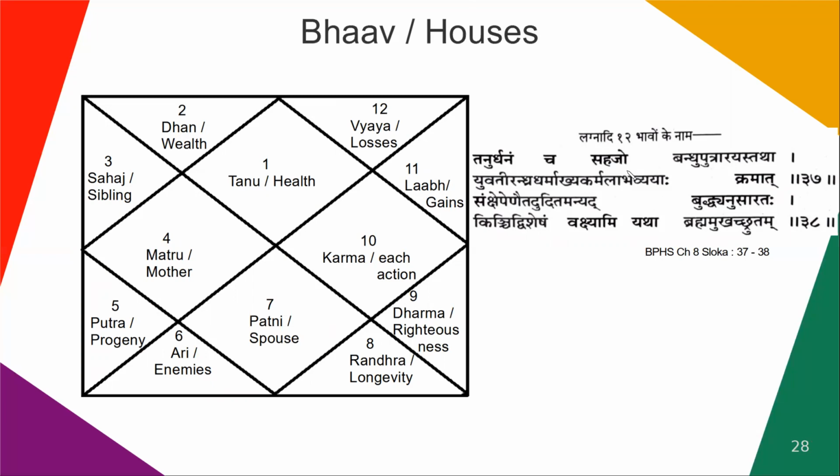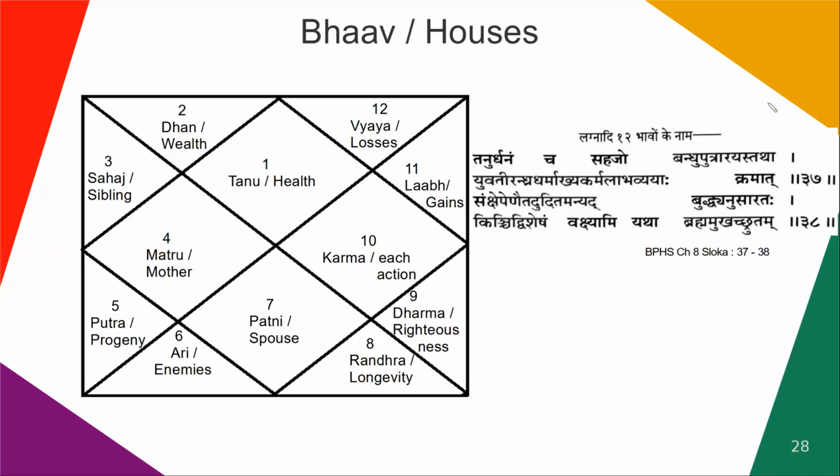Tanurdhanam cha sahajo bandhuputraraya statha yuvatirandra dharmakhya karmalabha vyayaha kramat. So, Tanu is the health or self, Dhana is the wealth, Sahaja is sibling, Bandhu is relatives, Putra is progeny. So Maharshi Parashara in these two verses has given information about each house or each bhava.